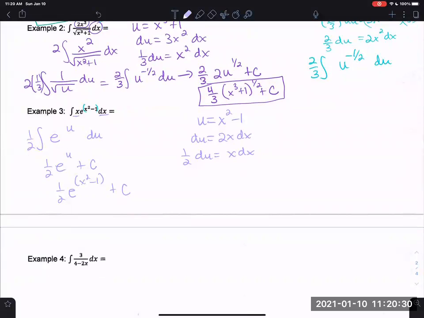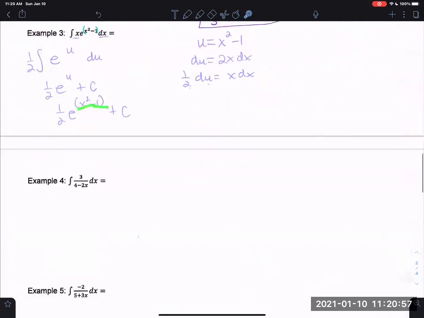Okay, so I set up u is x squared minus 1, du is 2x dx. I don't need the 2, right? So I have to divide by 2. And so my 1/2 du, I brought the half out front of my integral, right? And then I'm just left with e to the u du, which is a nice, easy integral to calculate because it's itself again. And then I replaced my u in the end.